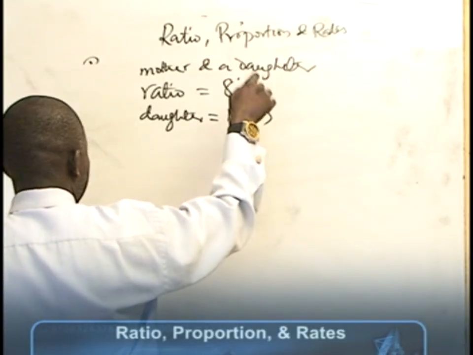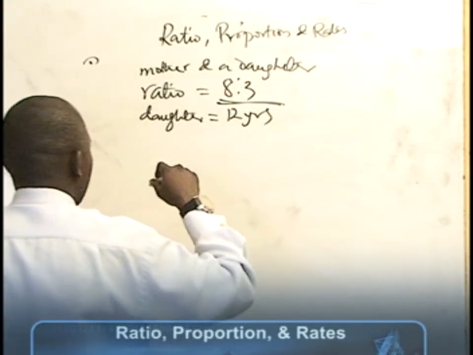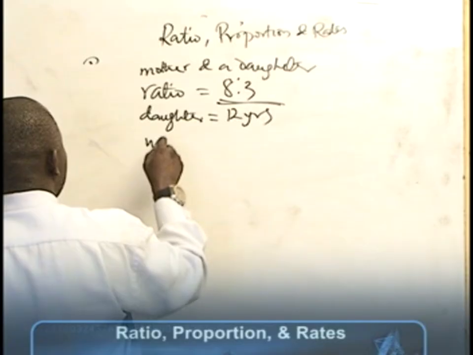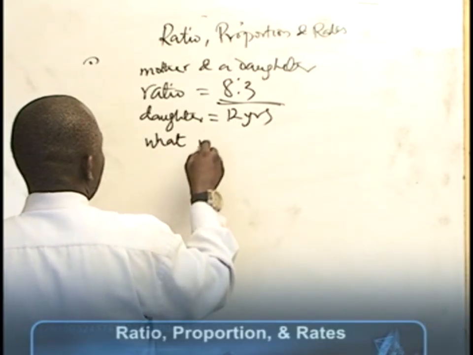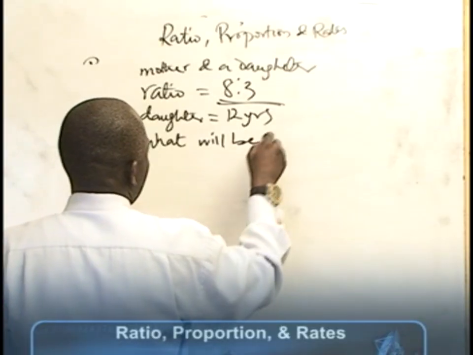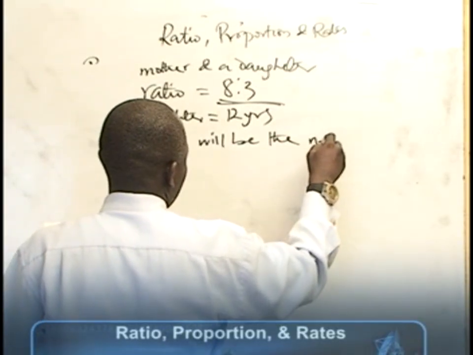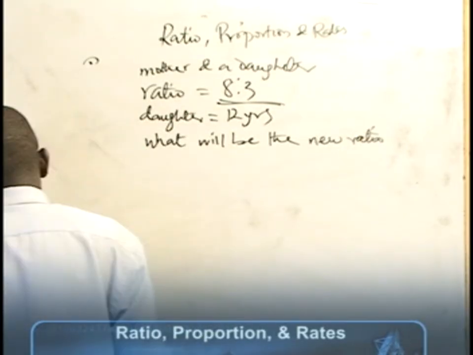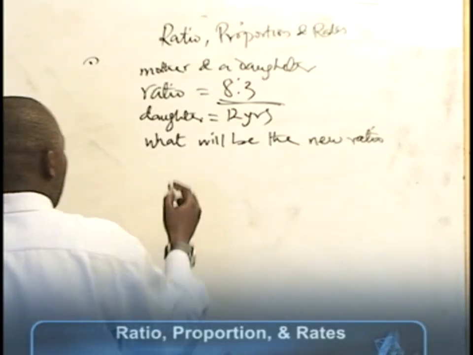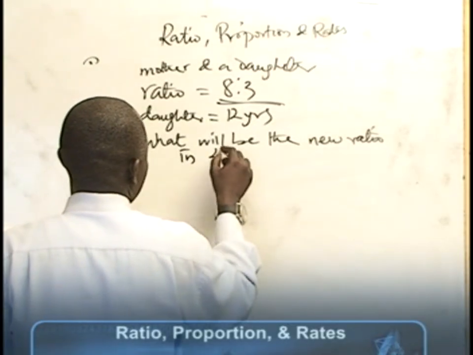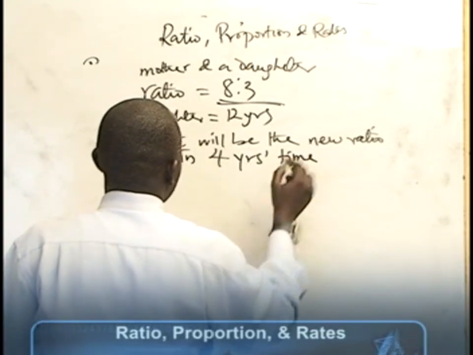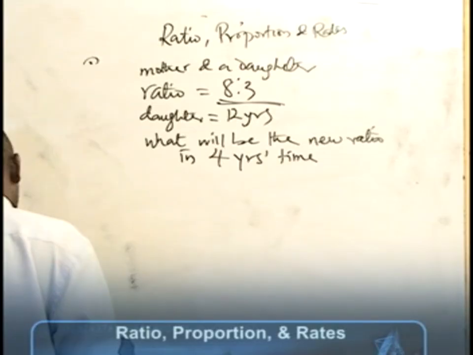Their present ratio is 8 to 3, and the daughter is 12 years old. What will be the new ratio in 4 years' time?